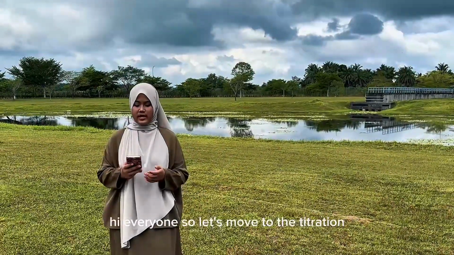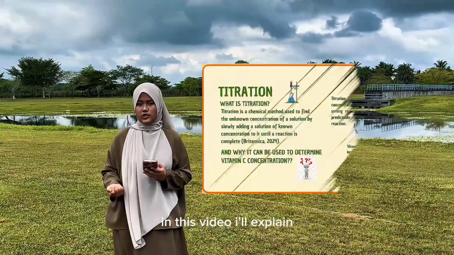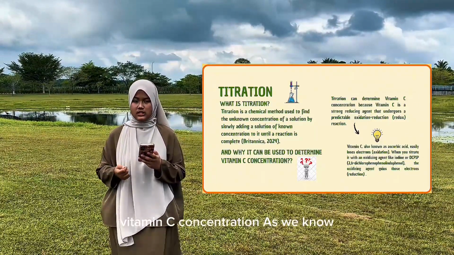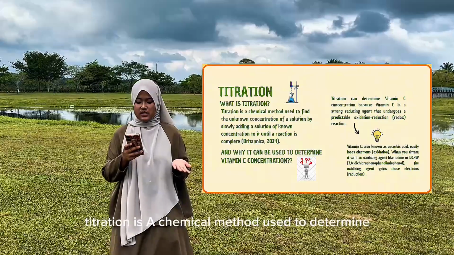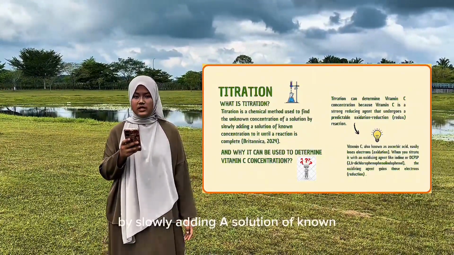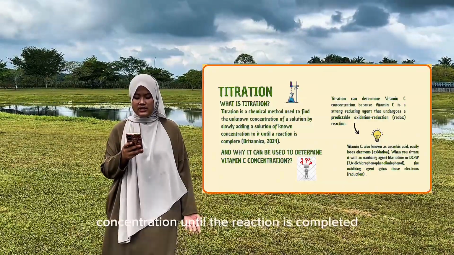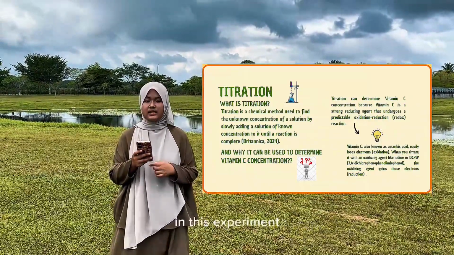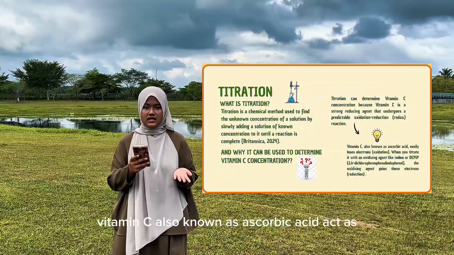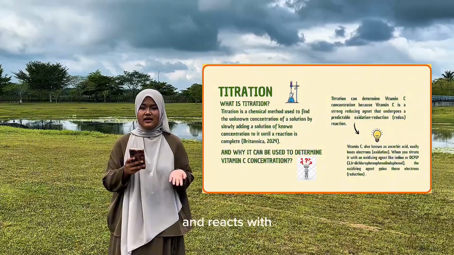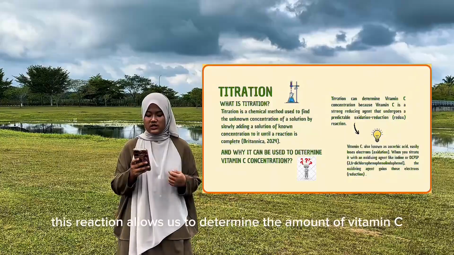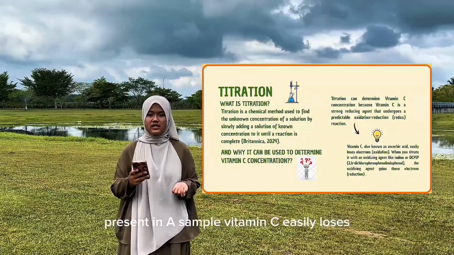Hi everyone, so let's move to the titration. In this video, I'll explain how titration is used to determine vitamin C concentration. As we know, titration is a chemical method used to determine the concentration of an unknown solution by slowly adding a solution of known concentration until the reaction is complete. In this experiment, vitamin C, also known as ascorbic acid, acts as a reducing agent and reacts with iodine in a redox reaction. This reaction allows us to determine the amount of vitamin C present in a sample.